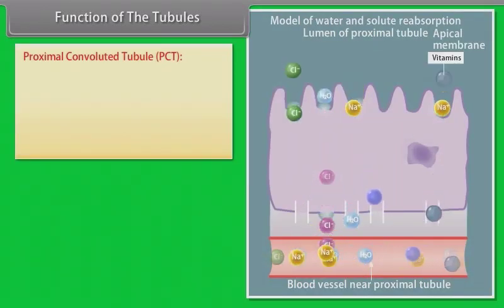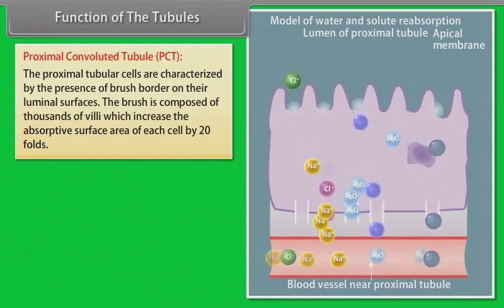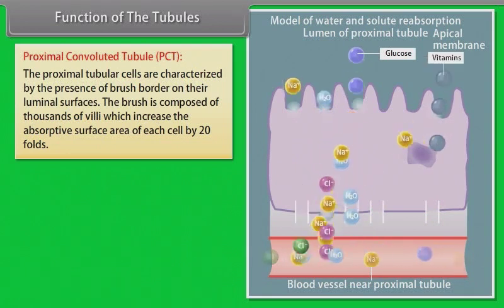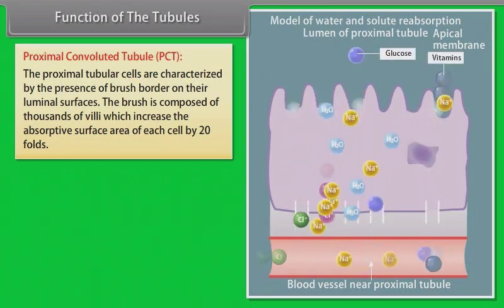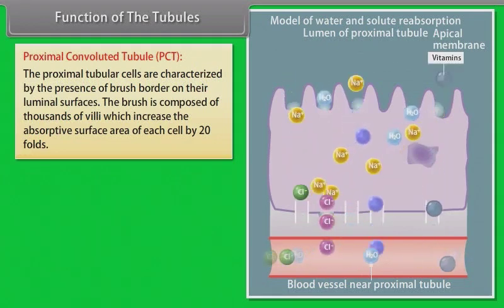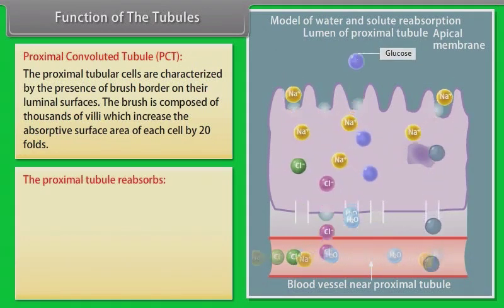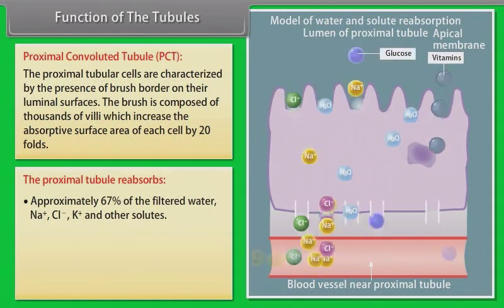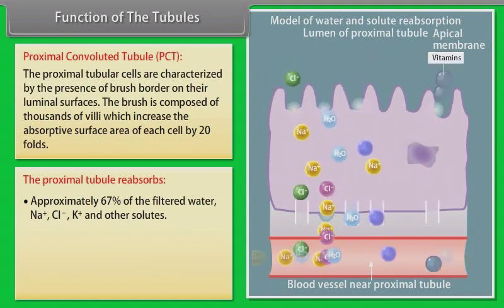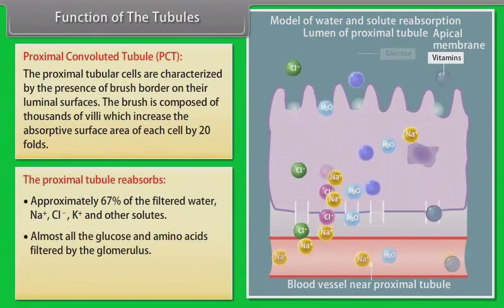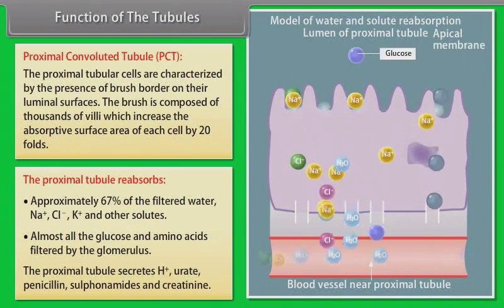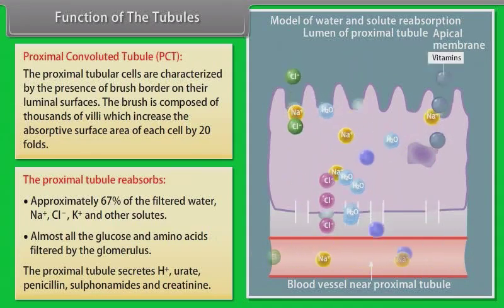Function of the tubules. Proximal convoluted tubule, PCT. The proximal tubular cells are characterized by the presence of a brush border on their luminal surfaces. The brush border is composed of thousands of villi, which increases the absorptive surface area of each cell by 20 folds. The proximal tubule reabsorbs approximately 67% of the filtered water, Na+, Cl-, K+, and other solutes, and almost all the glucose and amino acids filtered by the glomerulus. The proximal tubule secretes H+, urate, penicillin, sulfonamides, and creatinine.